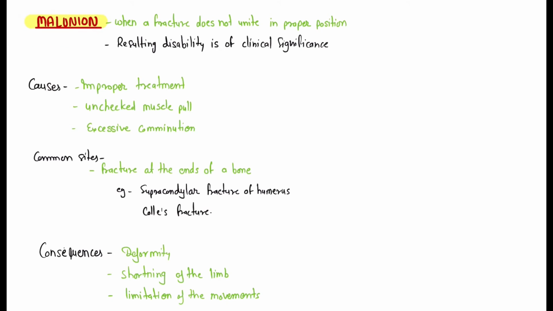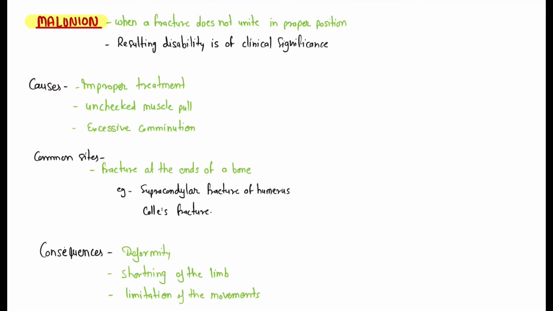What is malunion? Malunion is when a fracture does not unite in a proper position. Malunion directly says that it is going to unite, but not in the proper position. The resulting disability is of clinical significance. So when we say malunion, the bone is uniting, but not in the proper position, and it is giving clinically significant disability.